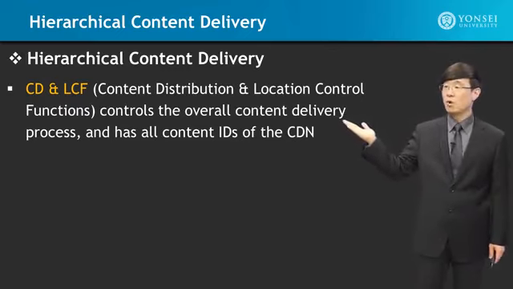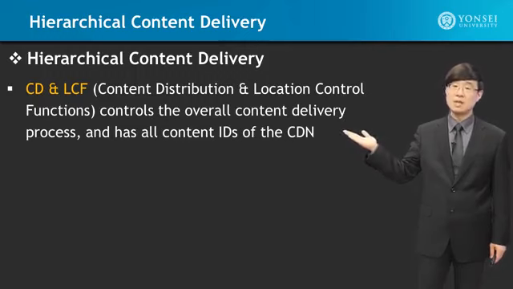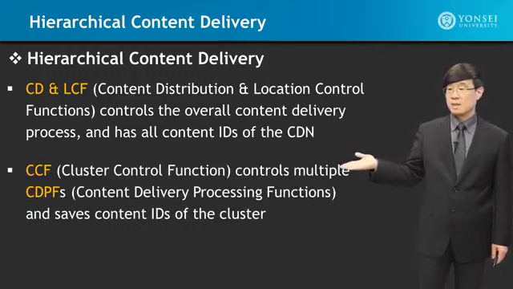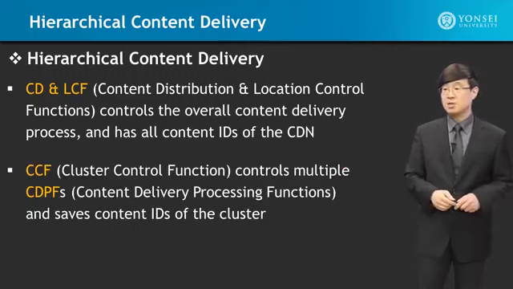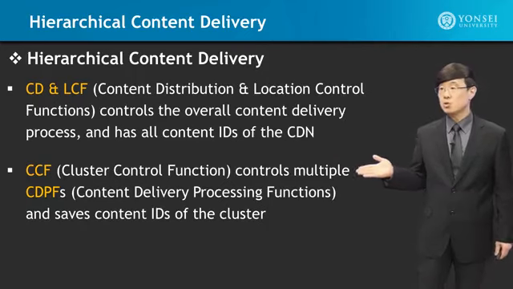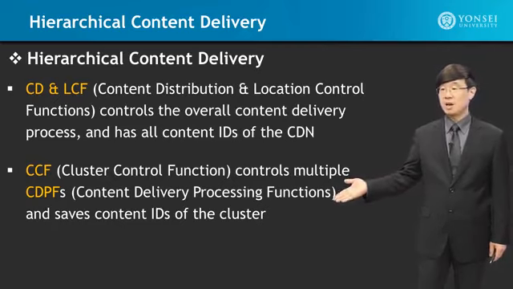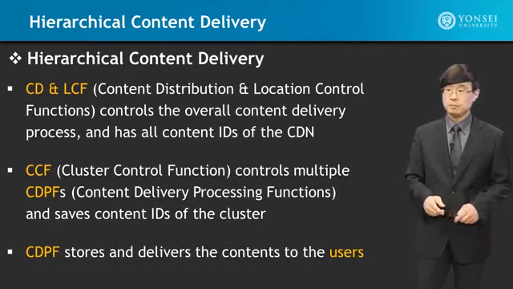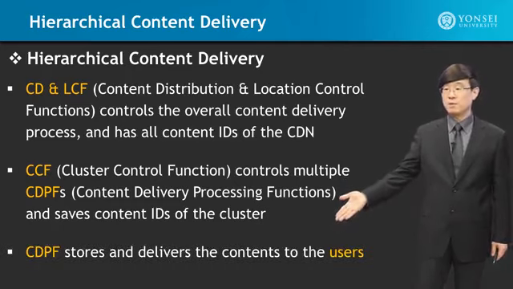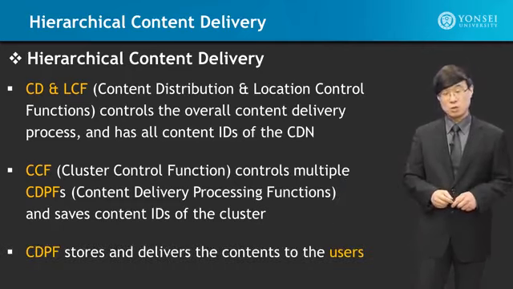This controls the overall content delivery process and has all content IDs of the CDN. The CCF is the cluster control function, and this controls multiple CDPFs, which are the content delivery processing functions, and saves content ID of the cluster. The CDPF stores and delivers the content to the users.